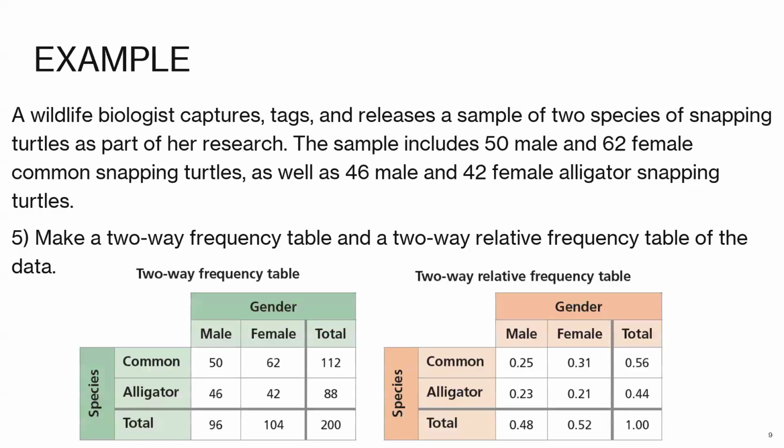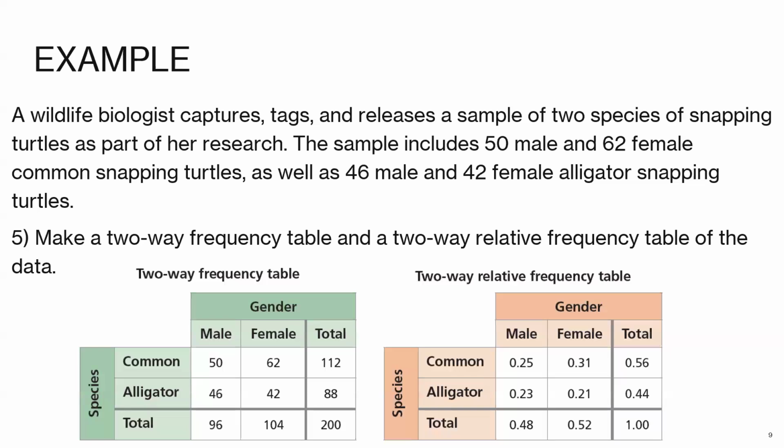So if we look here on the left, I've got my regular frequency table. These are just the raw values. My first column, I went with male. Second column, female. The last column is going to be the total. And then my first top row is going to be the common snapping turtle. My second row is going to be the alligator snapping turtle. And then the bottom row is the total.